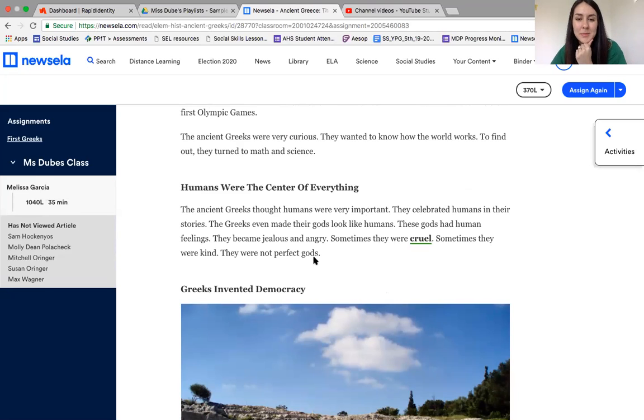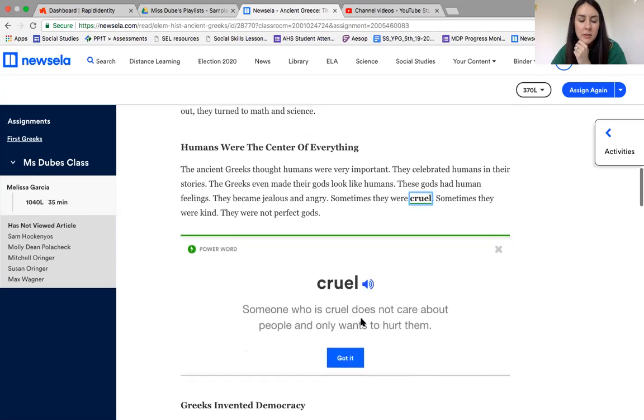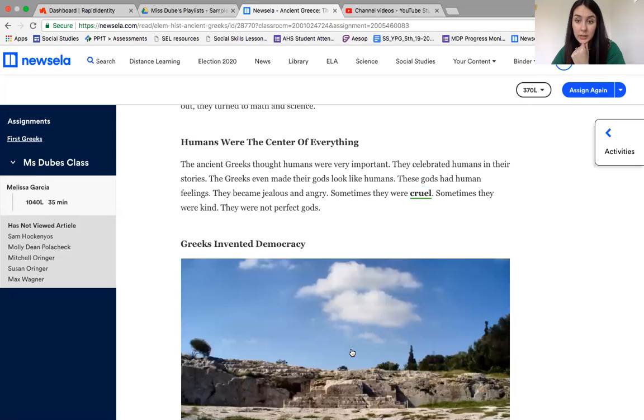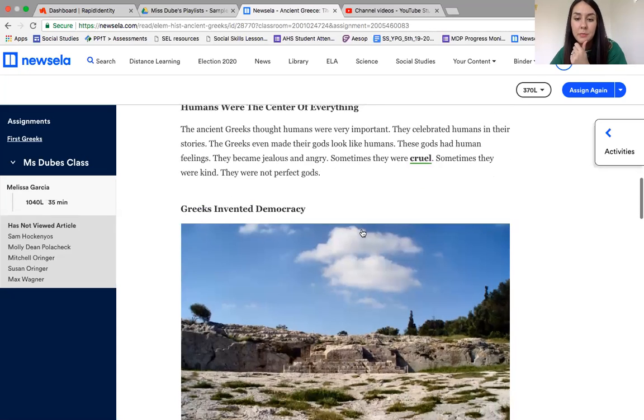All right, sometimes they were cruel. Cruel is underlined, so I'm going to click that. Someone who is cruel does not care about people and only wants to hurt them. Got it. Sometimes they were kind. They were not perfect gods. And I think in Miss K's class later this week, you'll be reading about one of the Greek gods.